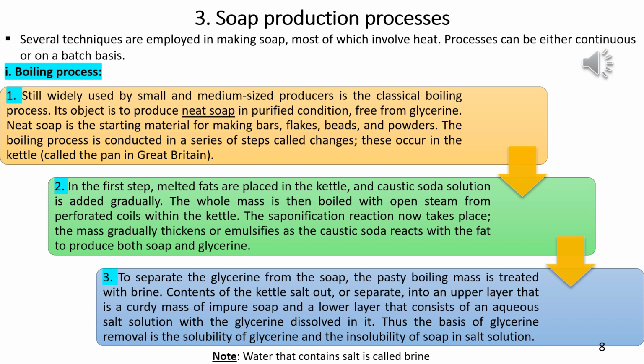Thus, the basis of glycerin removal is the solubility of glycerin and the insolubility of soap in salt solution. So, soap is obtained in the upper layer and the glycerin is dissolved in the lower layer. So now we have separated the glycerin from the soap, or the soap is now present in the pure form, which is also called neat soap or purified soap.